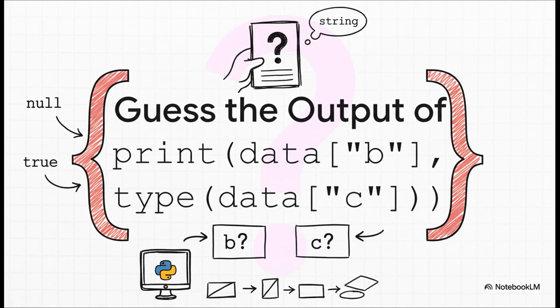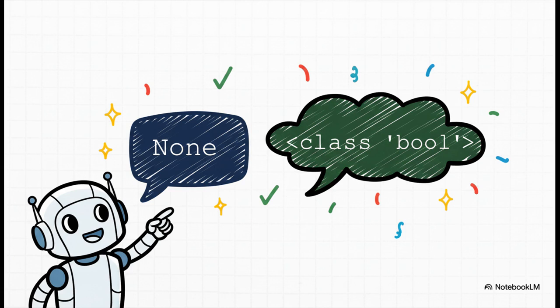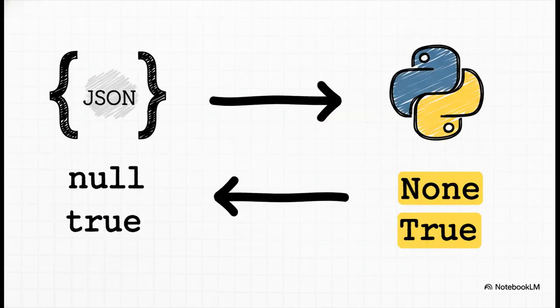This one is going to test your knowledge of data types. We're loading a string here that has null and true values in it. What do you think Python is going to print for the value of b, and what will the type of c be? Go ahead, pause, and think it over. And the answer is None and class bool. And here's why. This shows a really important translation that happens automatically. The JSON module knows how to convert JSON's special values into their Python equivalents. So JSON's null becomes the None object in Python, and the JSON Boolean true becomes the Python Boolean True. It's a totally seamless conversion.